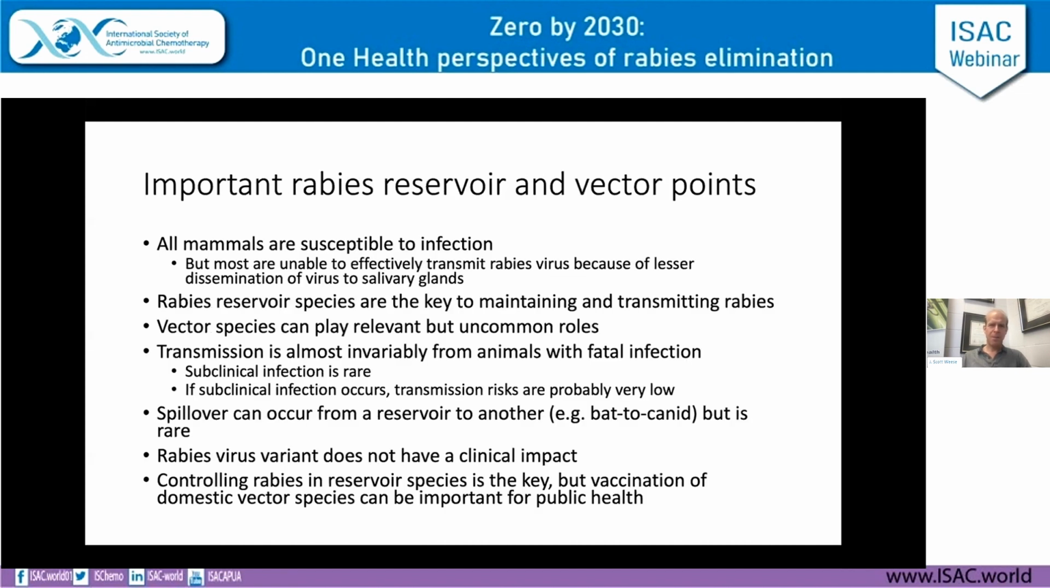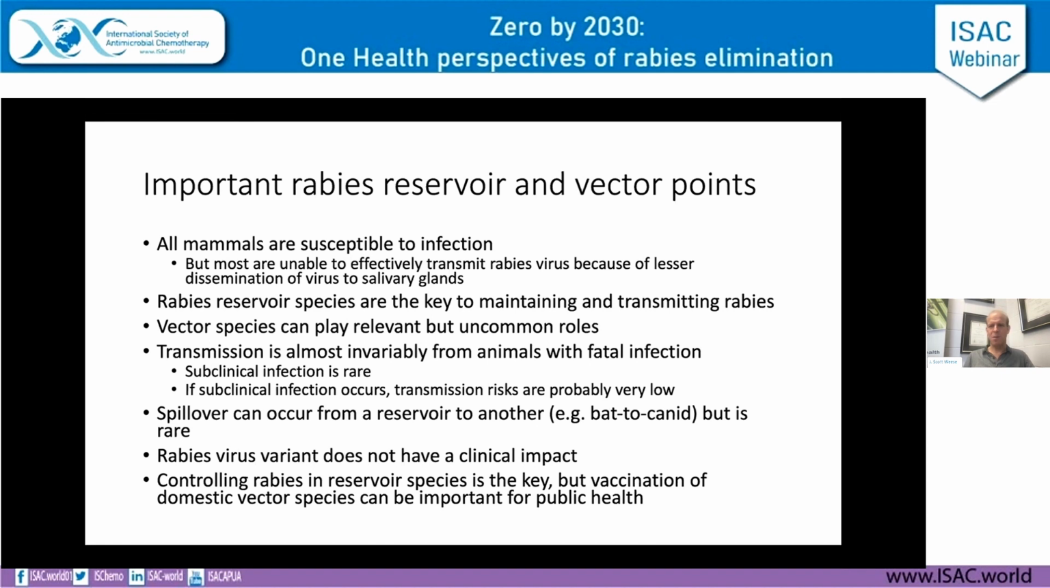So just to wrap up, as you know, all mammals are susceptible to infection, but it varies, and that plays into part of the reason why we have reservoirs versus vectors versus dead end or incidental hosts. Rabies reservoir species are the key. They maintain it, they transmit it. They're the reason we have vector species. They're the reason we have incidental infections. But we can't ignore the vector species. They're uncommon, but with rabies, we can still have this important relevance of uncommon sources of transmission.